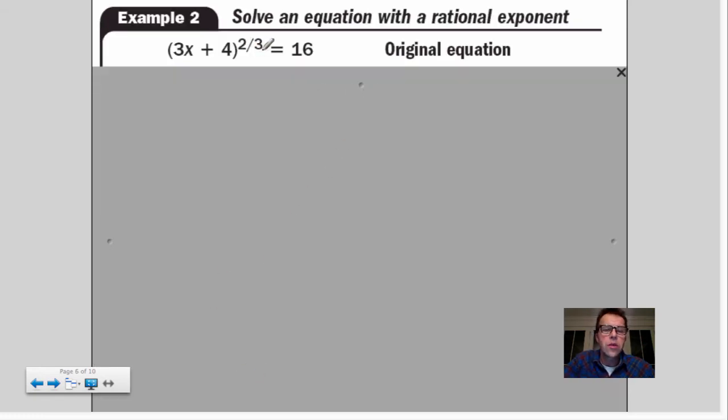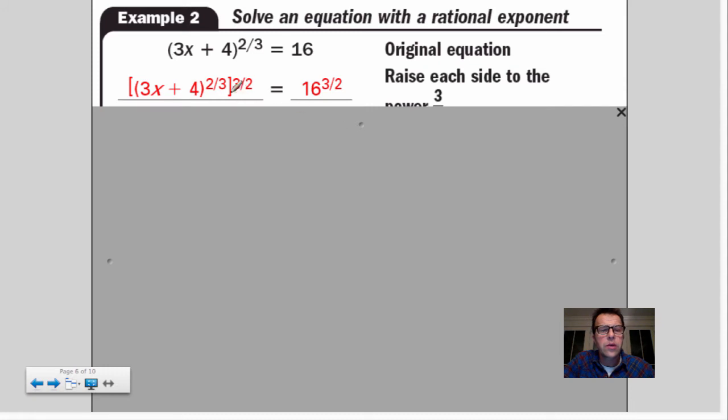Example 2. So here you go. This is the third root and also squared. So when we solve this, what we're trying to do here is to get, and I'm sorry about the way this is written, but this is 2/3 times 3/2. And that will equal 1. So again, you always multiply by basically the reciprocal.